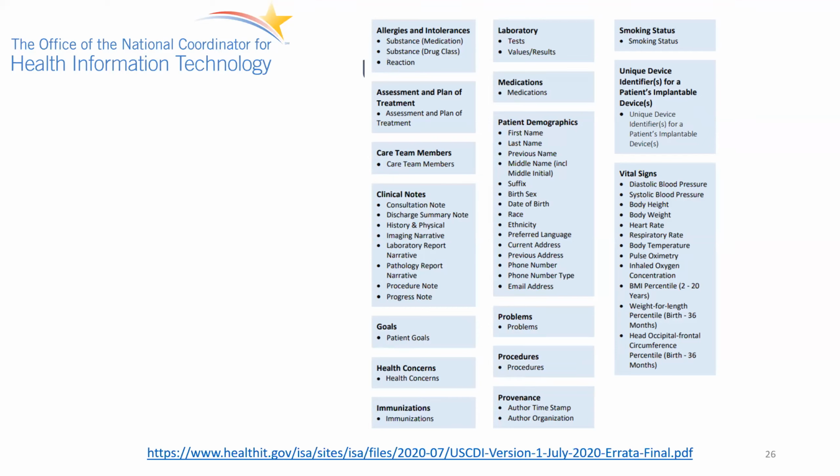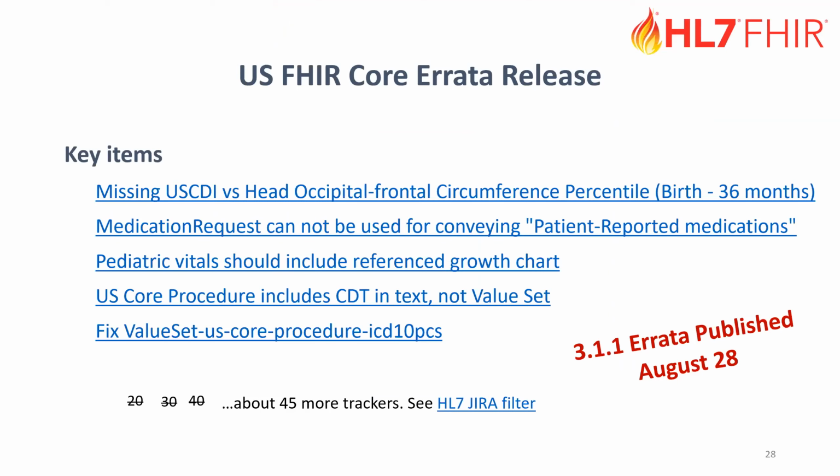data elements for interoperability. So here's an instance where this is actually talking about how USCDI and US Core interact. Well, here's an instance where USCDI got a little bit ahead of US Core. We published US Core version 3.1.0, and lo and behold, it did not contain a profile for the percentile head circumference. We had a head circumference measurement, but it wasn't percentage. So that triggered a set of changes, which we turned into an errata release, version 3.1.1.